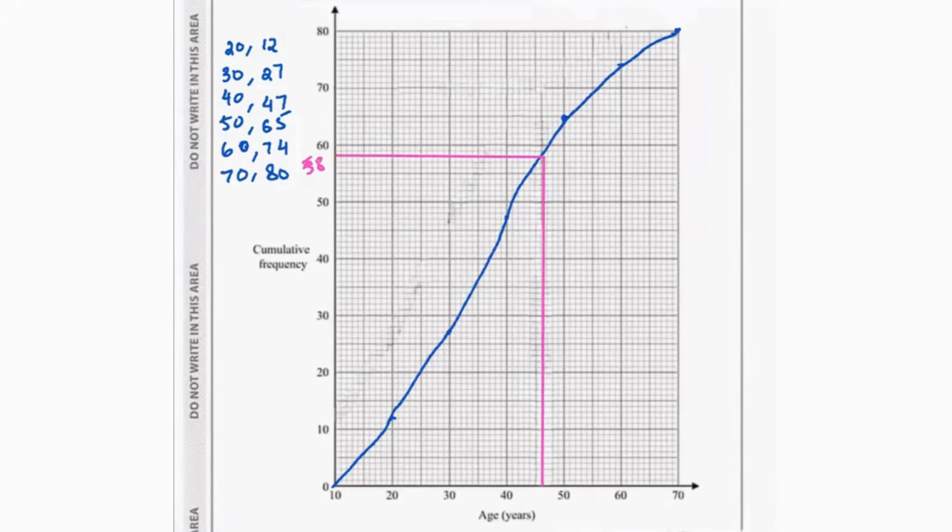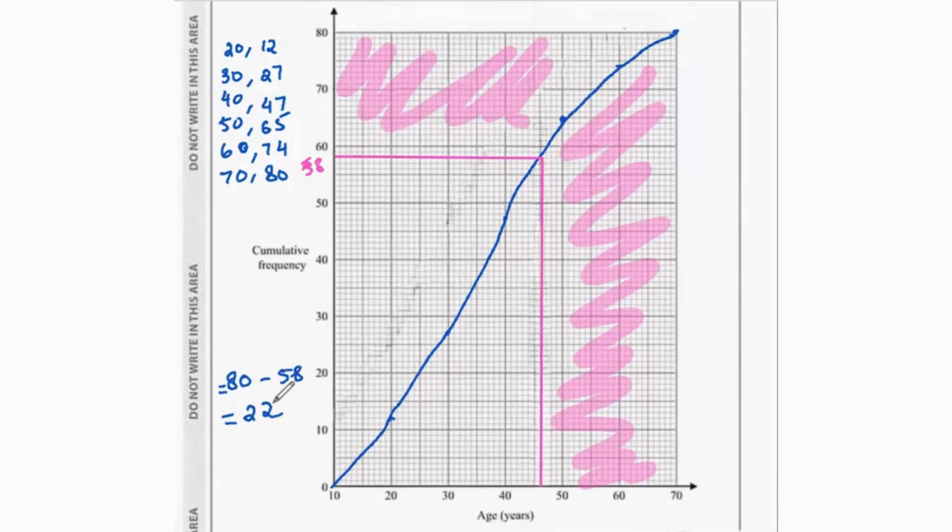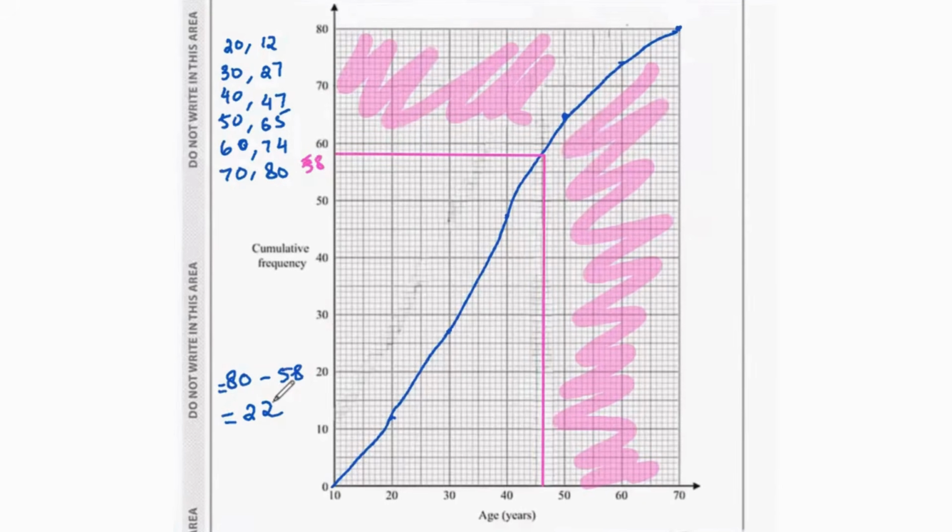So we need to find the people whose age is more than 46 years. So that's all of this. This is more than 46 years. So based on the given information, at 46 years, the cumulative frequency is 58. So since we want the number of people who are more than 46 years old, we subtract 80 and 58, which will give us 22.